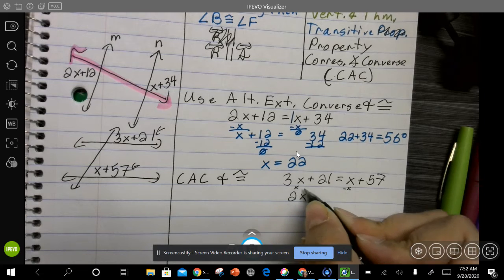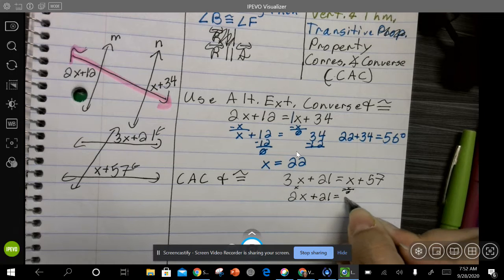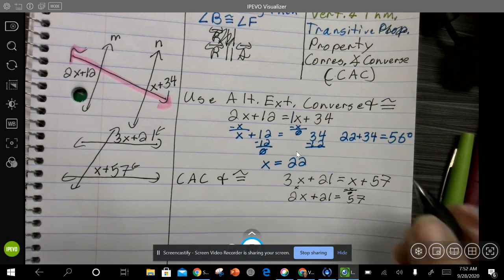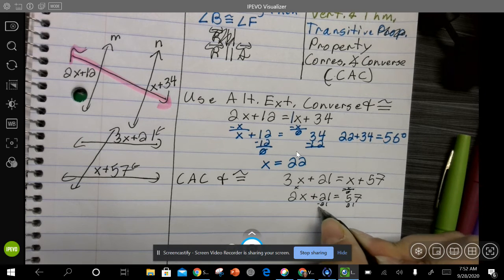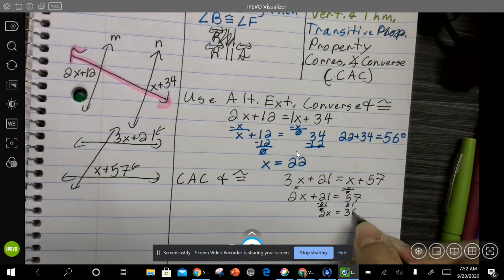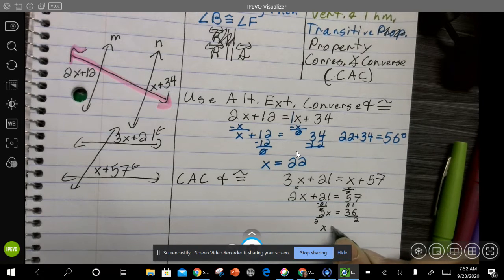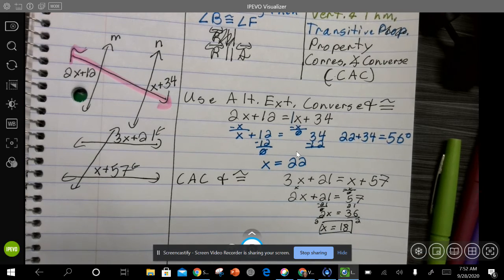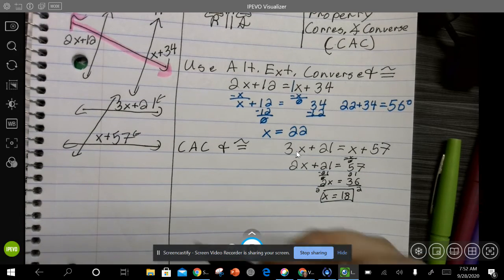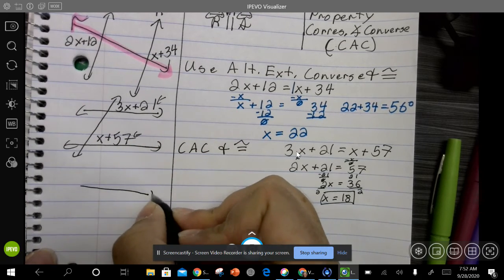So I get 2x plus 21 equals 0 plus 57. Okay. Subtract 21 from each side. We get 2x is equal to 36. Divide each side by 2. Using our division property, we get x is equal to 18. Okay. So for this one, what if we had another example? Just keep working with these.